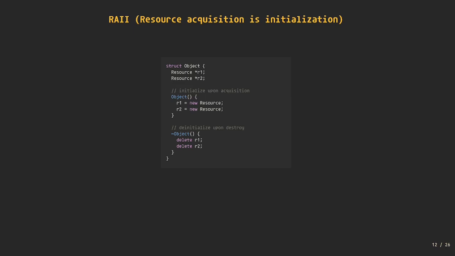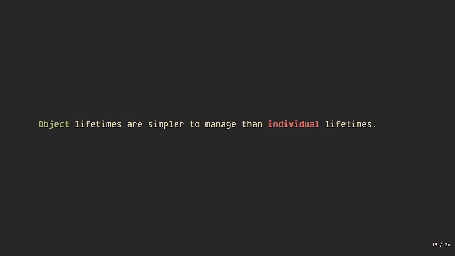Now, this works for the most case, but you'd see that this would get a bit annoying to work with because of the constant wrapping of resources just so that you can group together things that you want to free together. Object lifetimes are simpler to manage than individual lifetimes. We are grouping together lifetimes that are relevant to each other and then freeing them together at the end of the lifetime of the object.